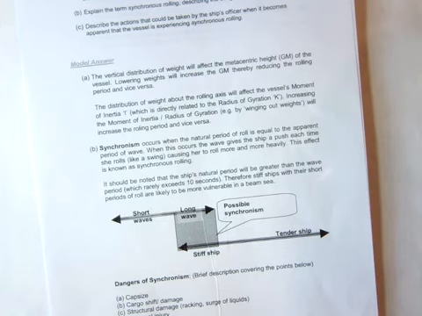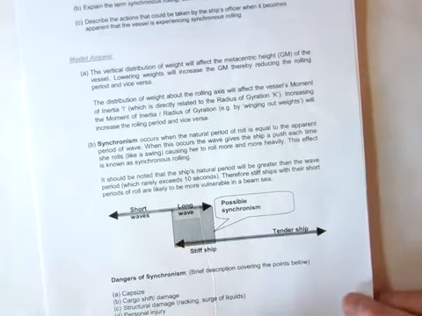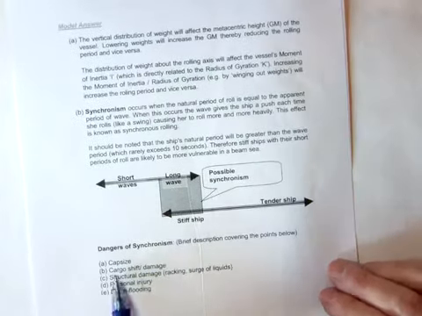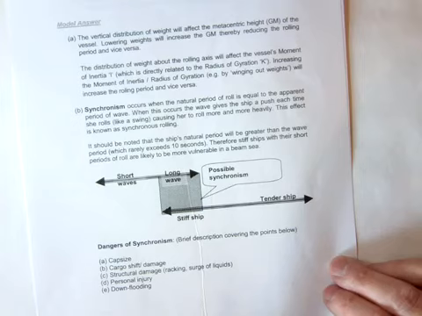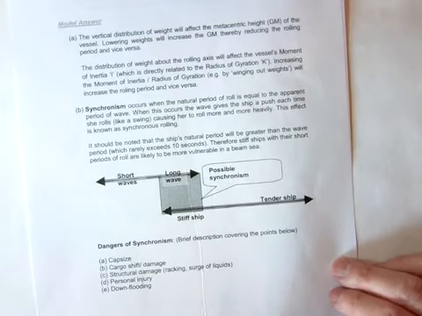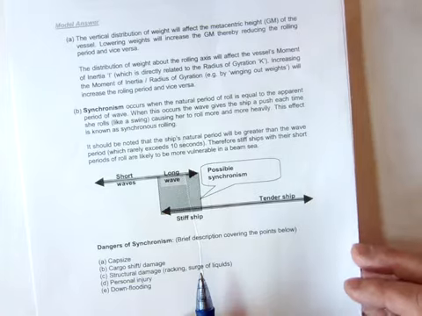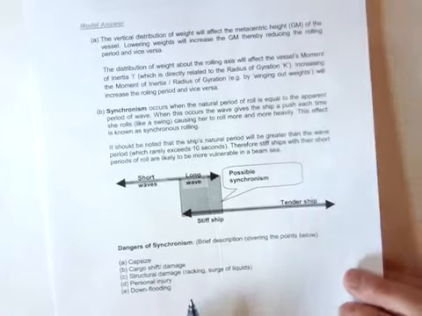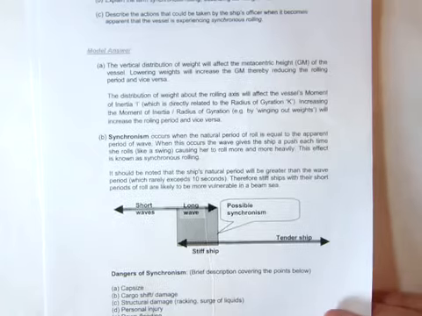Ship's natural period will be greater than the wave period, which rarely exceeds 10 seconds. So stiff ships with short periods of roll are likely to be more vulnerable to the beam sea, and a container ship would be one example of that. The dangers, of course: capsize, cargo shift, structural damage, personal injury, and of course, as she rolls further and further, possible down flooding.